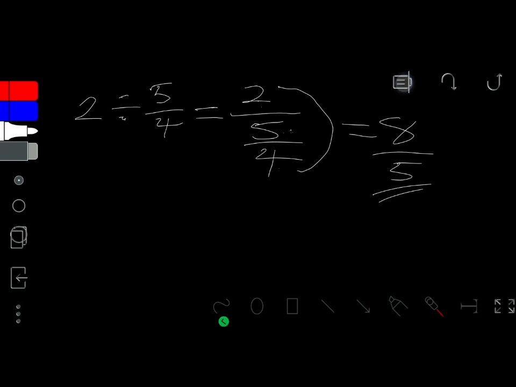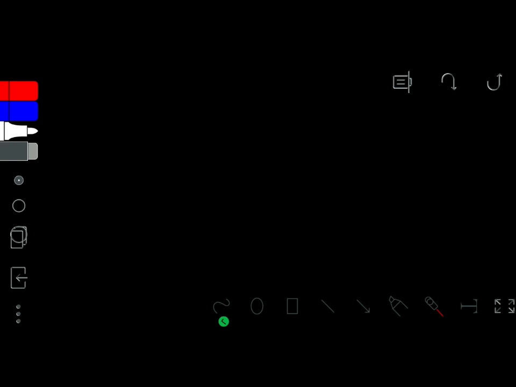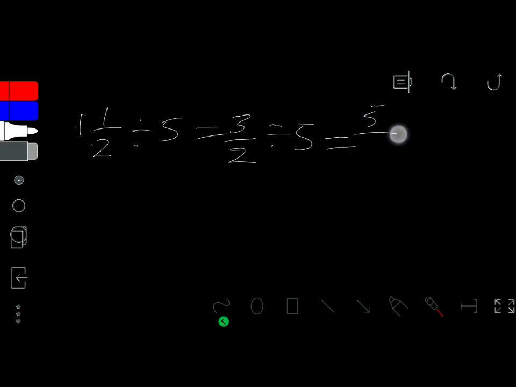Let's look at another example. Let's say you have 1 whole number 1 over 2 dividing 5, right? First, let's convert this mixed fraction to an improper fraction. 2 times 1 is 2, plus 1, 3. So this is 3 over 2 dividing 5. Okay? So what will happen is you have 3 over 2 over 5.